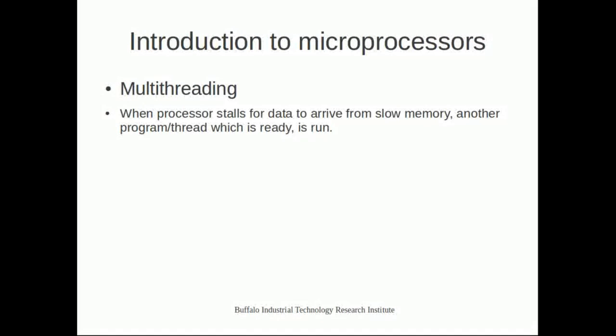When a processor stalls for data to arrive from the memory, another program or thread which is ready, which has all the data to run, can be scheduled to run on the processor. This is similar to multi-threading at the operating system level, but done at the processor instruction level.